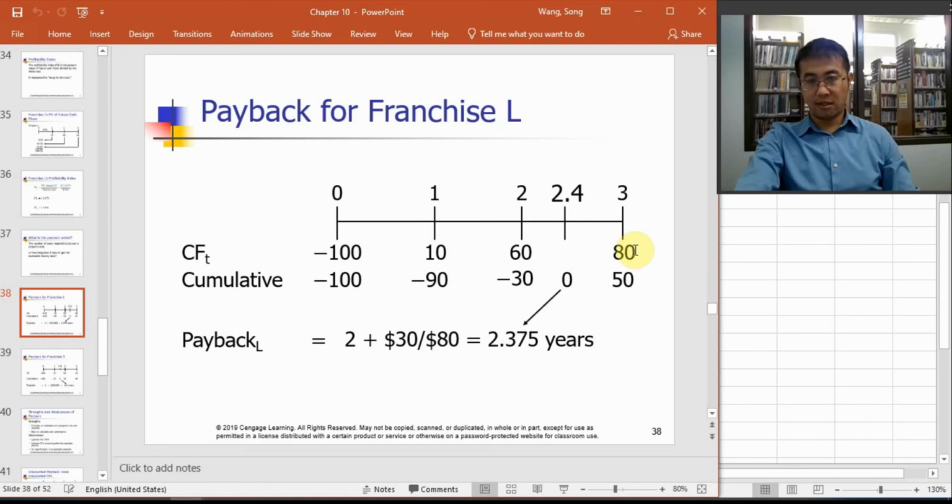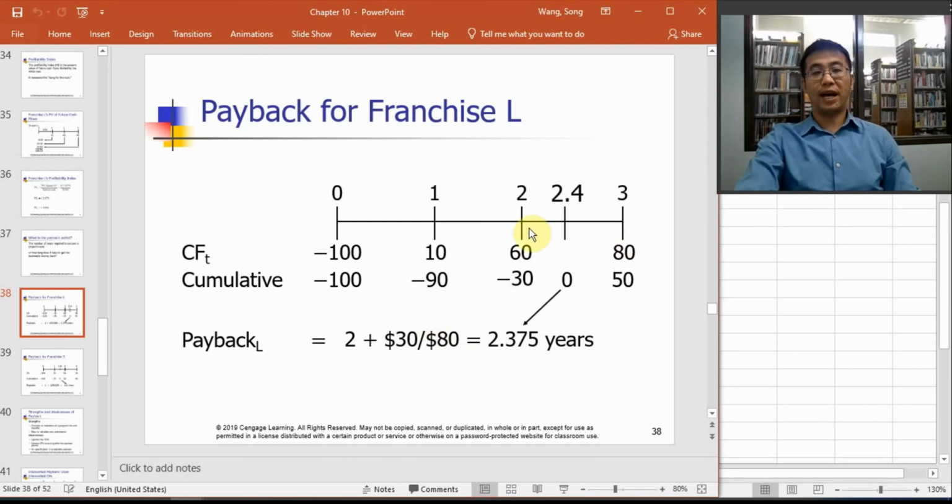So why do we make that assumption? Because if the money is evenly distributed, we will know at what date of the year, or at what part of the year, my remaining balance will be paid off. So the fractional part of the third year would be 0.375 or 3/8. That comes from the 30, my remaining balance, divided by the 80, the money I made in the third year.